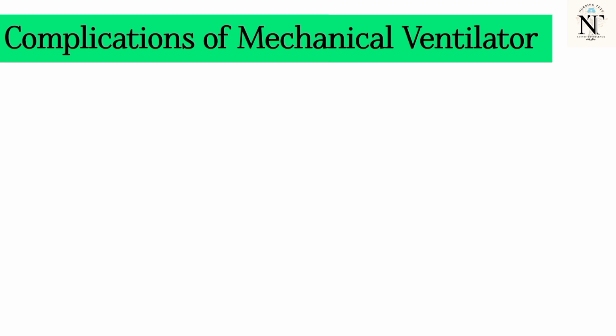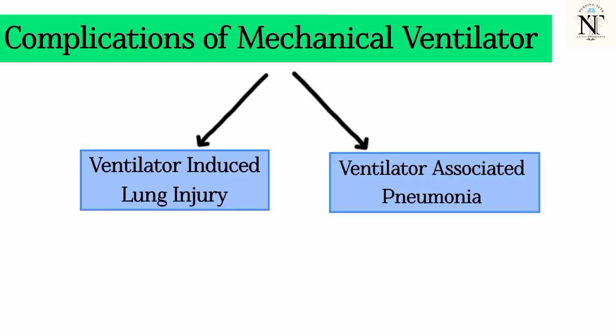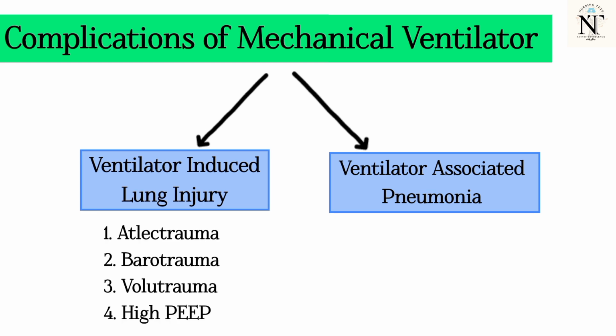Complications of mechanical ventilation. We can broadly divide this into two categories. One is ventilator induced lung injury and another one is ventilator associated pneumonia. This ventilator induced lung injury includes atelectrauma, barotrauma, volutrauma, and complications that are related to high PEEP. Okay, first one is atelectrauma.